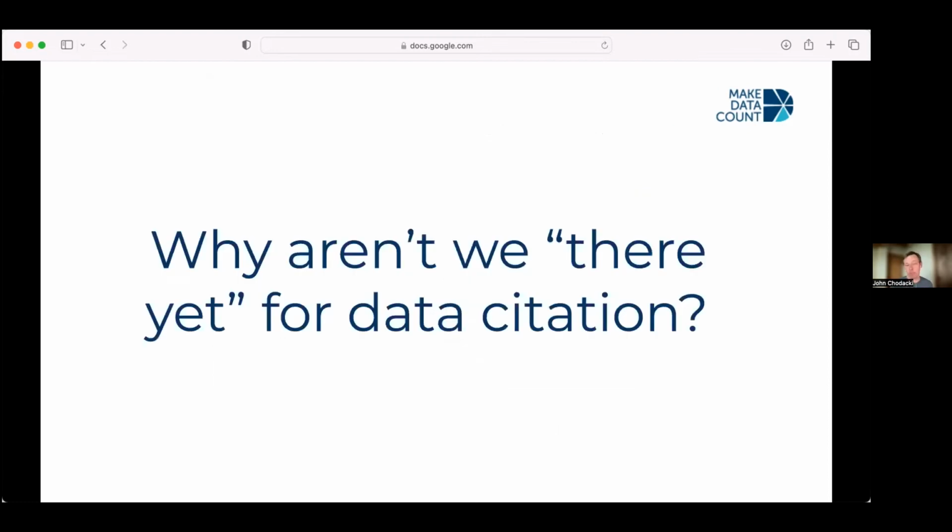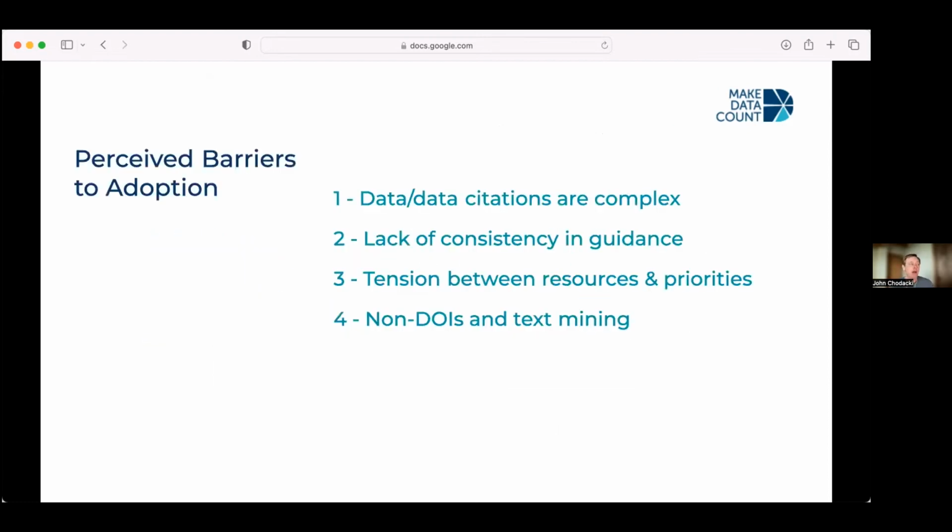And so why aren't we there yet for data citation? A big reason goes back to what I was saying earlier about the weirdness of the scholarly communications world, and how we have built hacks along the way for understanding the connection between data and software through things like the data availability statement.